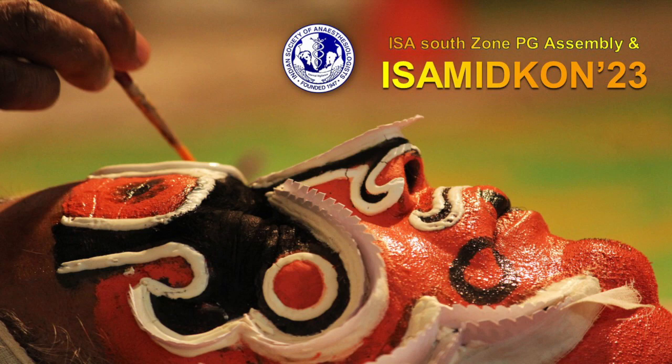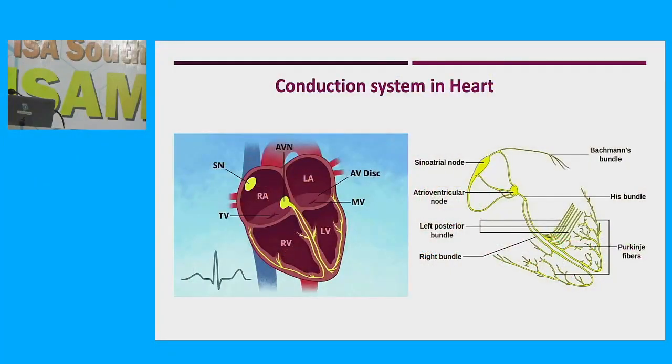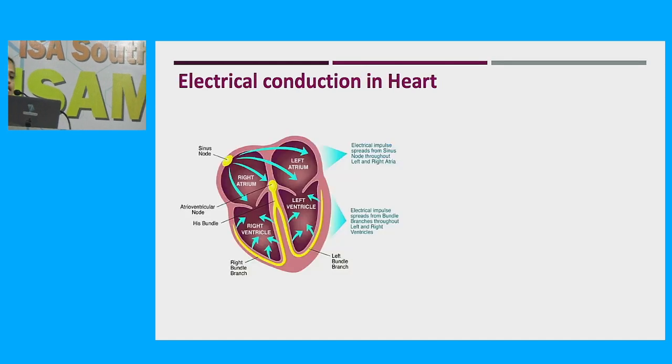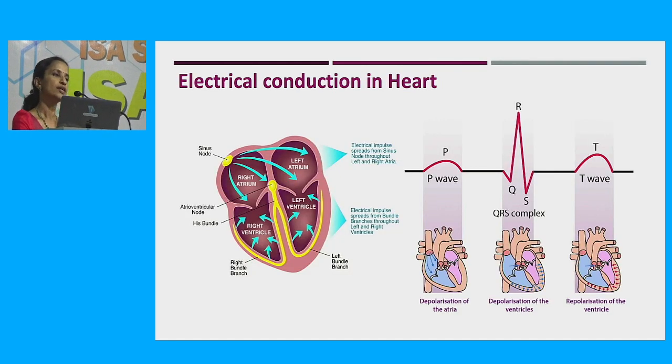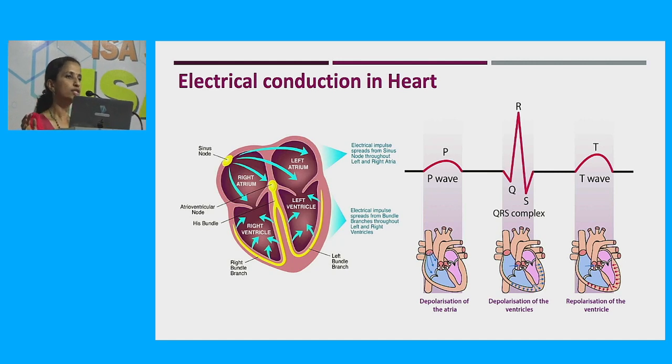So for that, first, you all know these basics. Conduction system: the pacemaker is the SA node, then comes the AV node, bundle of His and the Purkinje fibers. So the impulse starts from the SA node, then it spreads to both atria. So both atria contract simultaneously. Then the impulse reaches the AV node, and there is an AV nodal delay.